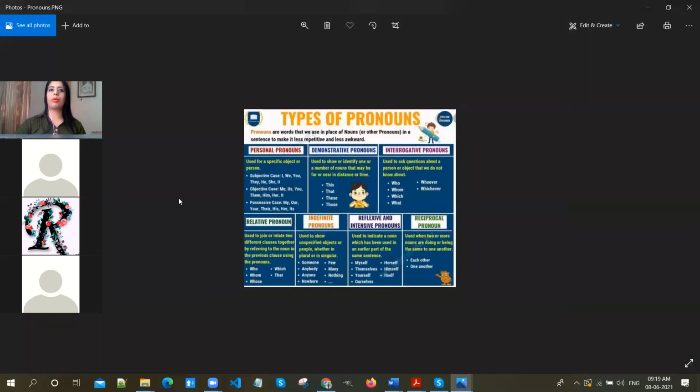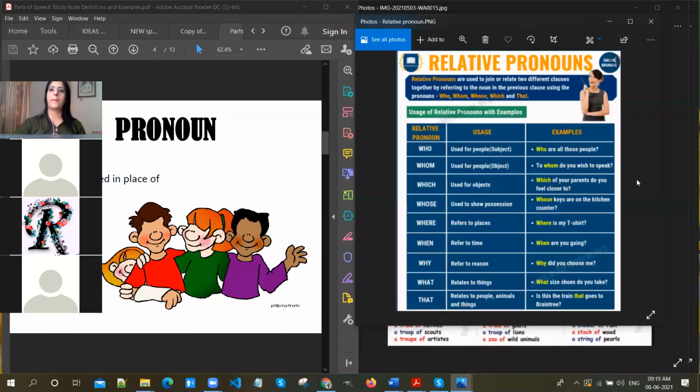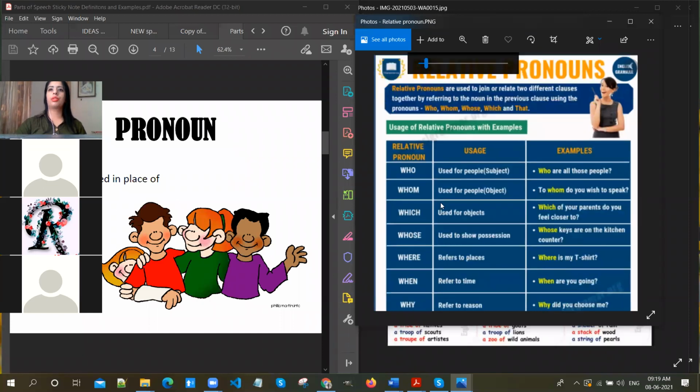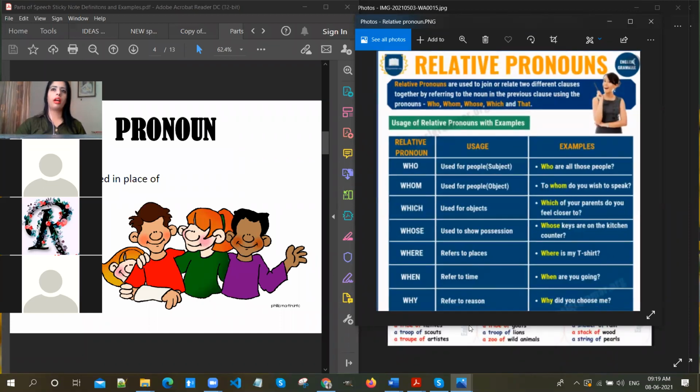Okay, so this was all about pronouns. Let me tell you some other. Again, some relative pronouns, right, with examples. So what are relative pronouns? The pronouns which are used to join two or more different clauses together by referring to the noun. Relative pronouns help in joining two or more sentences. For example, who, whom, whose, which and that.